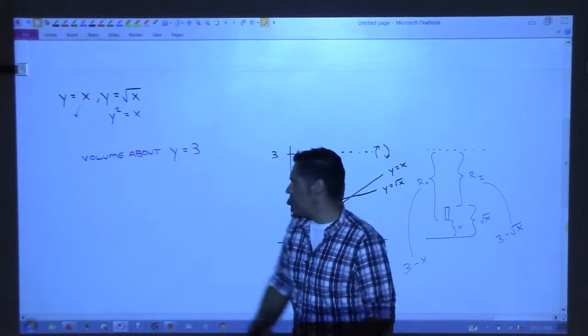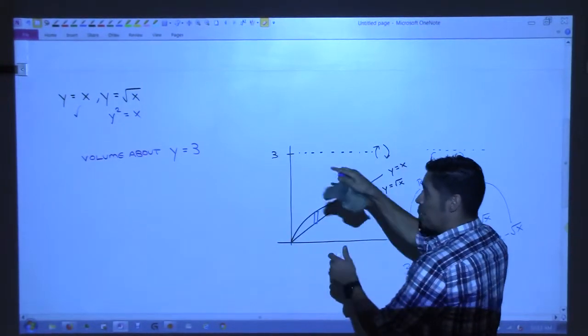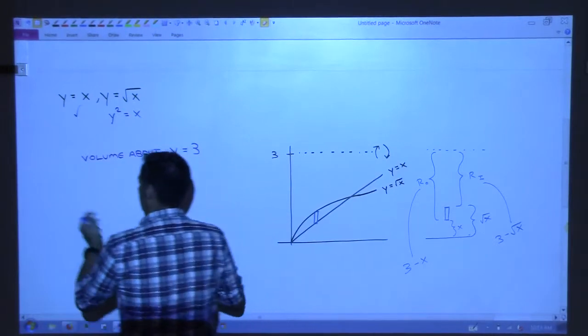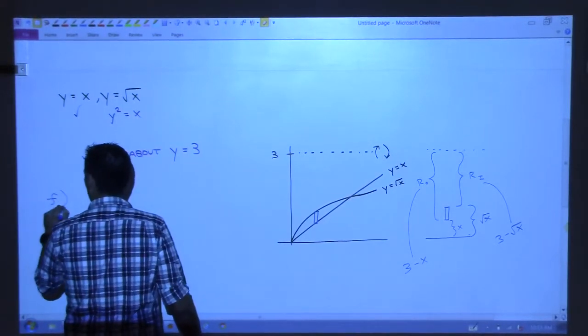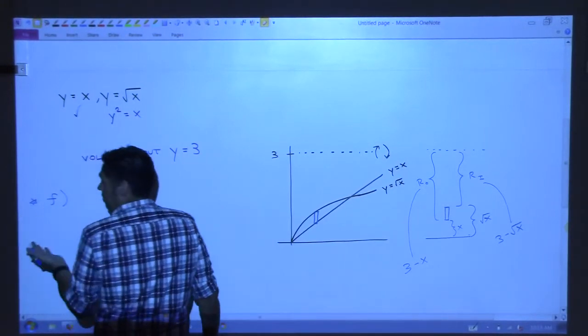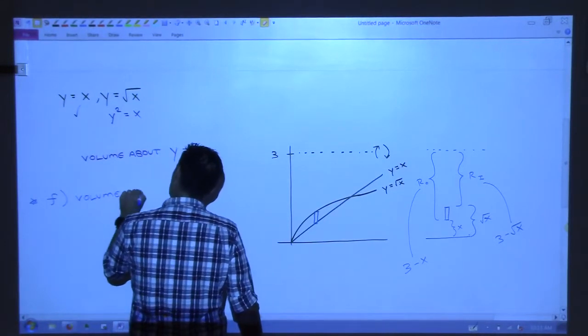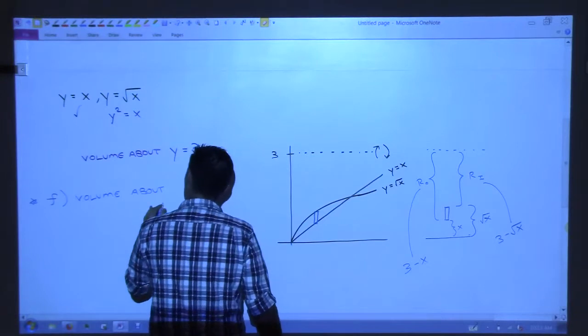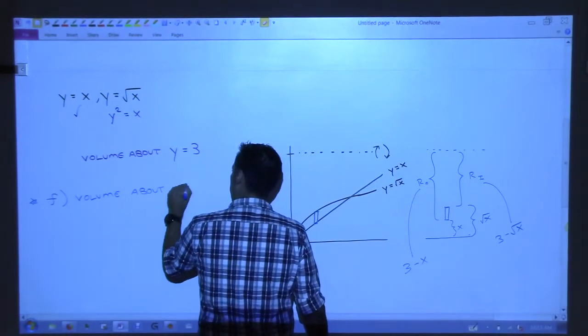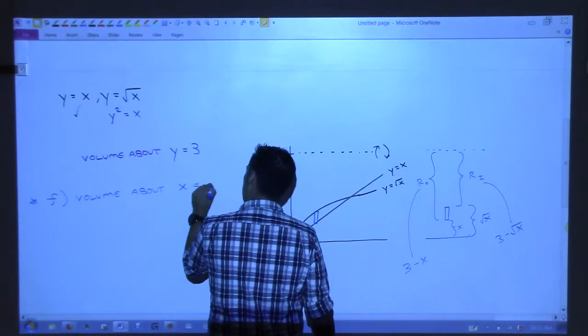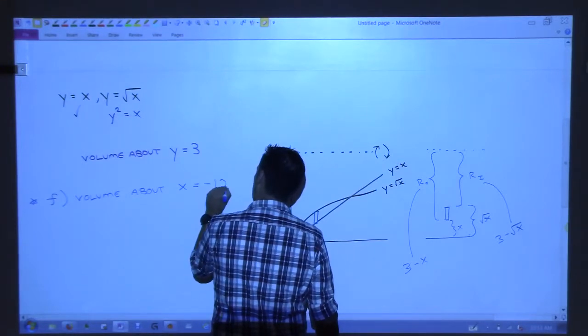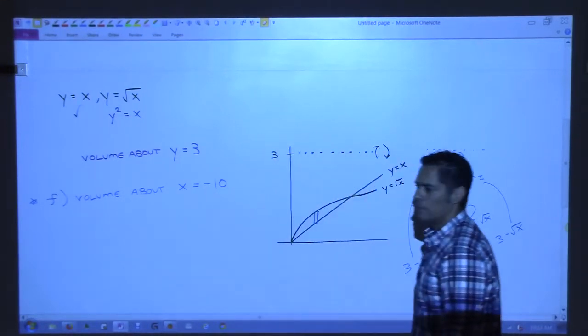Okay, so let's stick with this same example, and let's do part F. I put a little star next to this because we haven't really technically talked about this. Volume about, how do we define vertical lines? Not y equals, we put x equals, right? Let's go x equals negative 10.